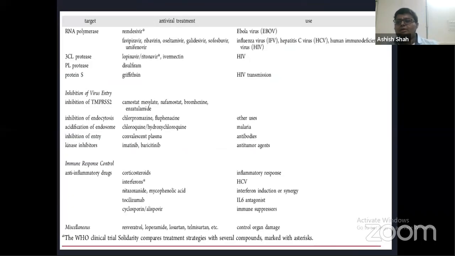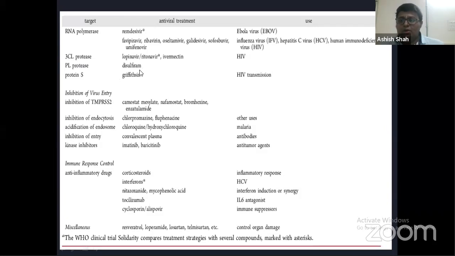Now, these are some drugs which are used to treat this COVID-19 infection. Like remdesivir, the target is RNA polymerase. Then lopinavir and ritonavir, the target is 3-CL protease, which I have already mentioned previously. Then for disulfiram, the target is papain-like protease, that is PL protease.